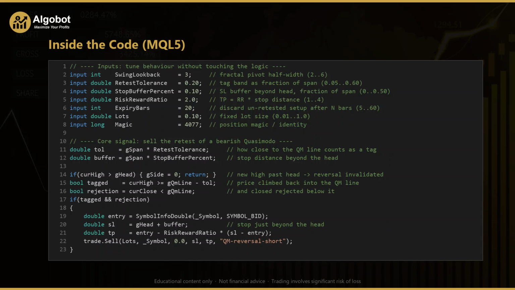Tag checks that the high climbed back up into the QM line within tolerance. Rejection checks that the bar closed back below that line. When both are satisfied, the strategy reads the current bid price as the entry, places the stop loss just above the head plus the buffer, calculates the take profit as the risk-reward ratio times the stop distance below entry, and finally sends a sell order. The bullish side mirrors this exactly, buying the retest of a left shoulder low.